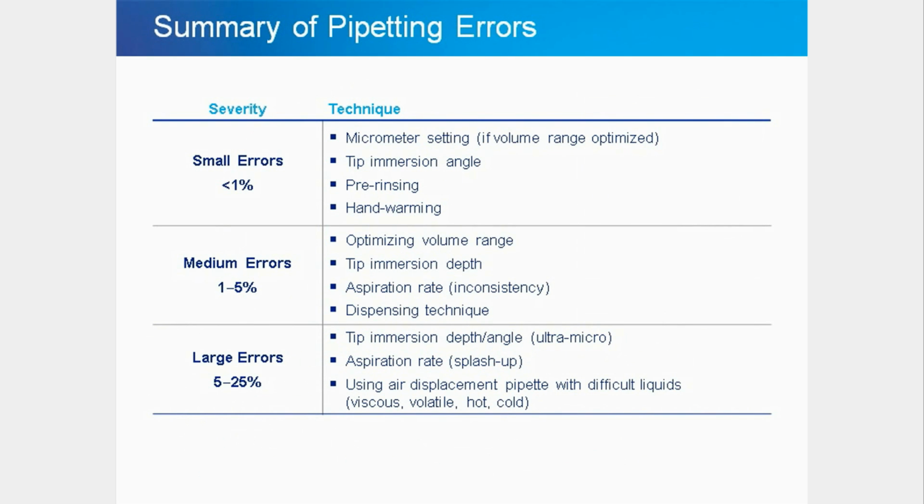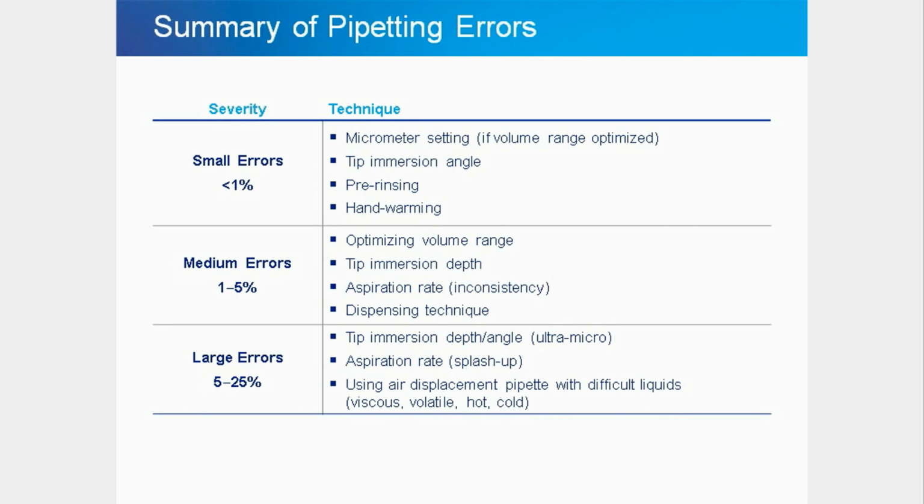This slide gives you an overview of the various pipetting errors that can occur and classifies them into small, medium, and large. We talk about small errors when they are smaller than 1% and when only very sensitive applications will be affected. We classify them as medium errors if the error lies between 1 to 5%, and large errors if they lie between 5 to 25%, and therefore could affect all applications.